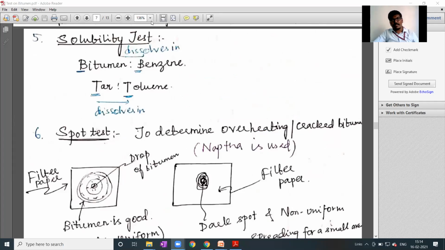Solubility test, this is required, but as per your syllabus it has not been mentioned everywhere. For bitumen, we will be using benzene to determine solubility. For tar, we will be using toluene. Okay. So moving to the spot test.